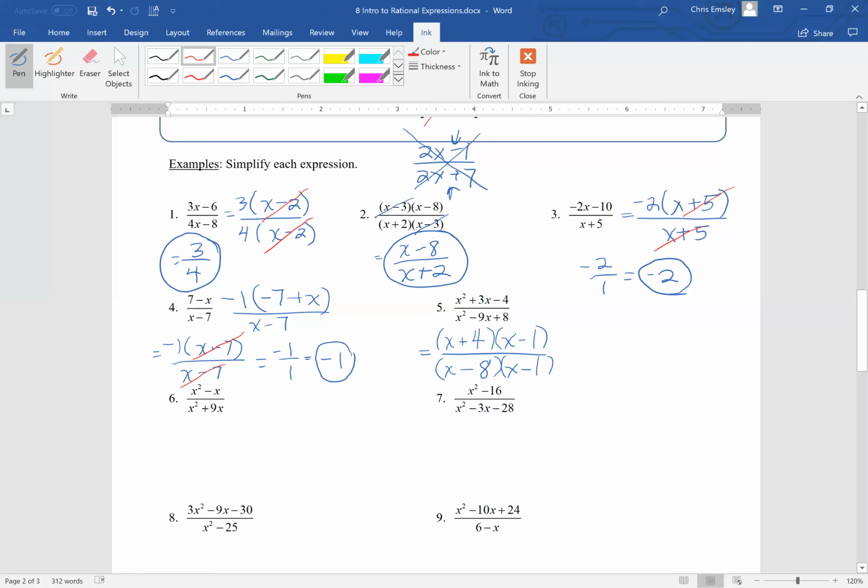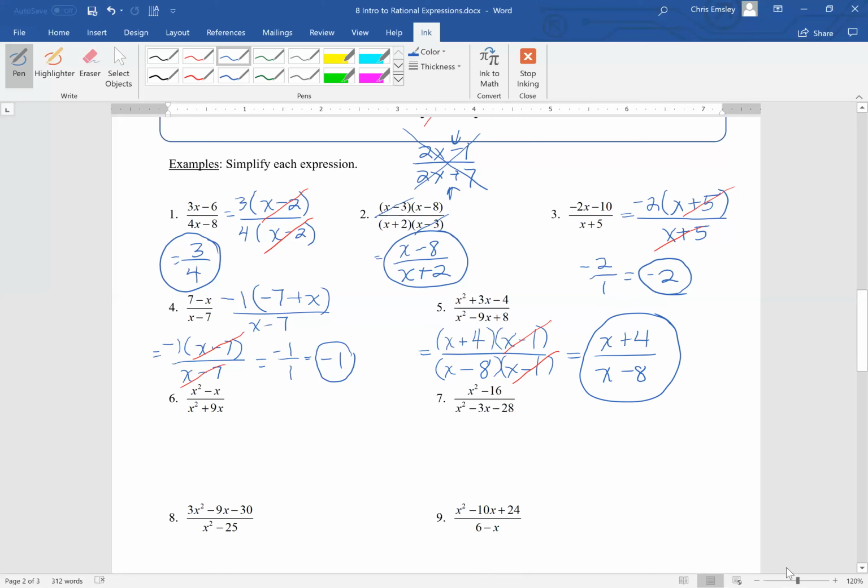Okay, here we ended up with an x minus 1, both in the top and in the bottom. So our simplified expression would be x plus 4 over x minus 8. Again, we can't cancel those x's. Don't do it. I know canceling is fun, but you have to draw the line somewhere. You cannot cancel those x's because they are terms. They are not factors. They are added and subtracted, not multiplied.